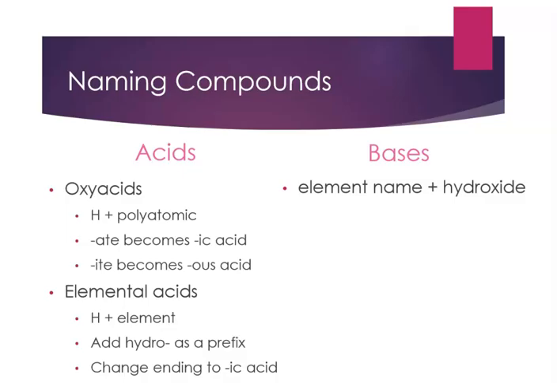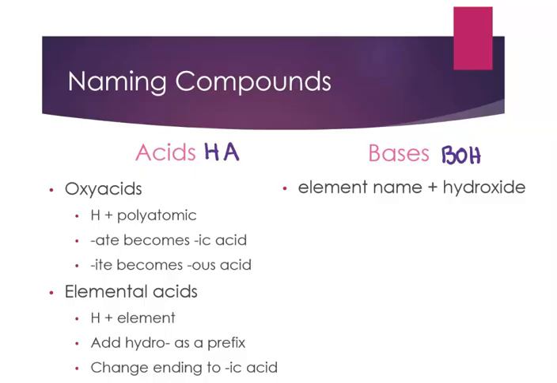So we have acids and we have bases. Before we can begin to name them, we need to identify: is it an acid or is it a base? It's relatively straightforward. Acids start with an H, so it's going to be H and then some anion, and bases end with OH. So we have some cation and then an OH at the end. If there's an H at the beginning, it's an acid. If it's an OH at the end, it's a base. If it's neither of those, then it's just an ionic compound.